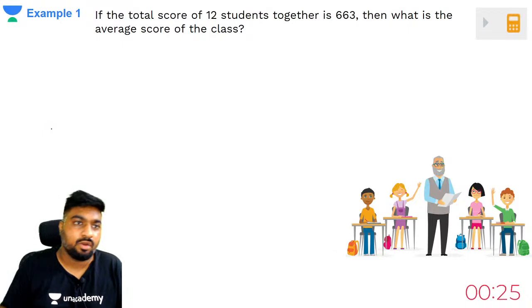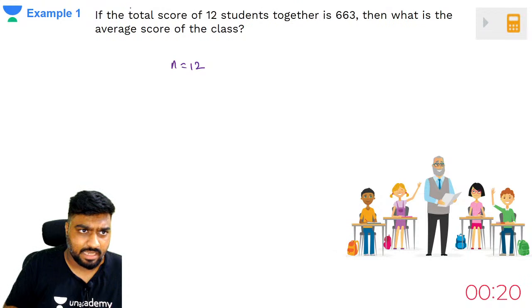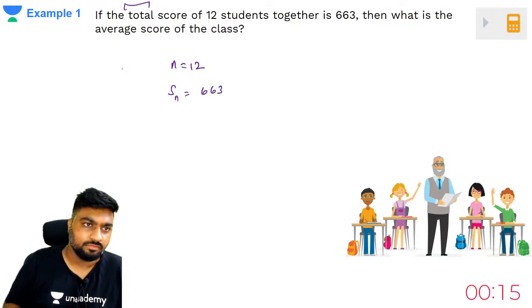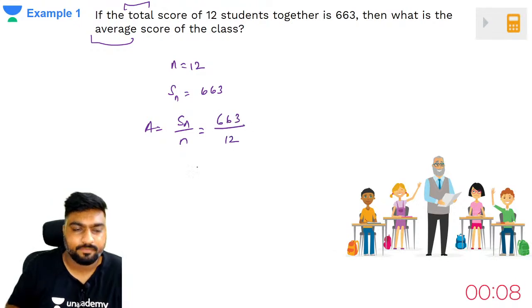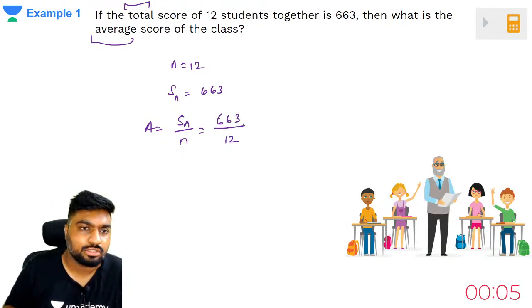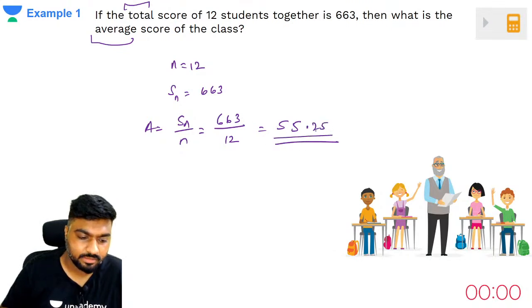55.25, very good. So there are 12 students, and their total score is given. Sum of all 12 students is 663. The average is sum of all terms by number of terms, which is 663 by 12. When you cancel off, you can do it like this. 12 into 50 is going to be 600. 12 into 5 is going to be 60. Remaining 3. If 5 is 60, then 2.5 is 3. So, sorry, 0.25 is 3. Got it?